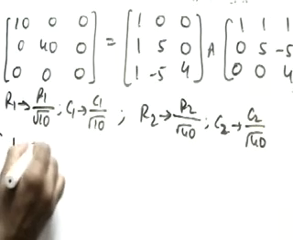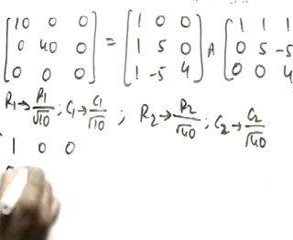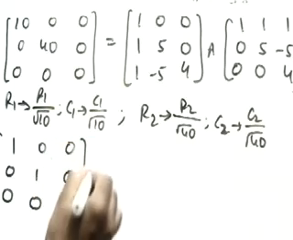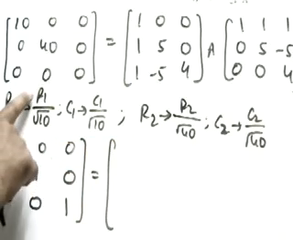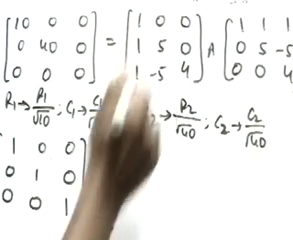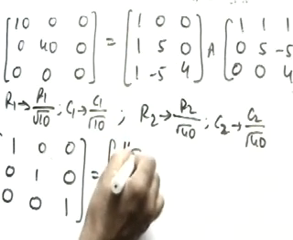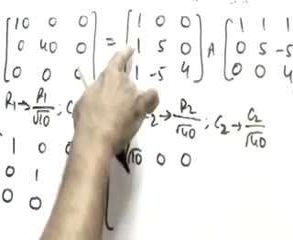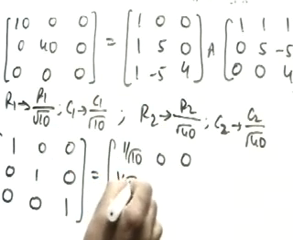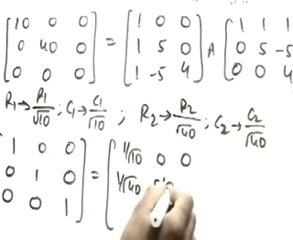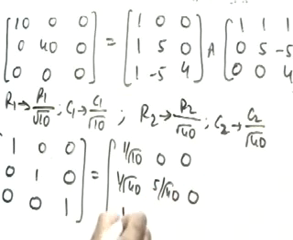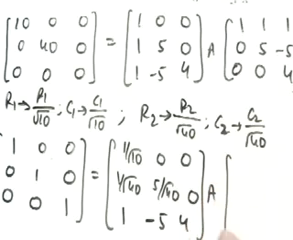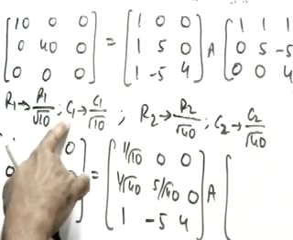So when we divide by root 10, this will become 1 0 0, 0 1 0, 0 0 1. Now we are dividing R1 by root 10, so this will be 1 by root 10, 0, 0. Divide R2 by root 40, so this will be 1 by root 40, 5 by root 40, 0. We are not changing this one: 1, minus 5, 4 into A into C here.